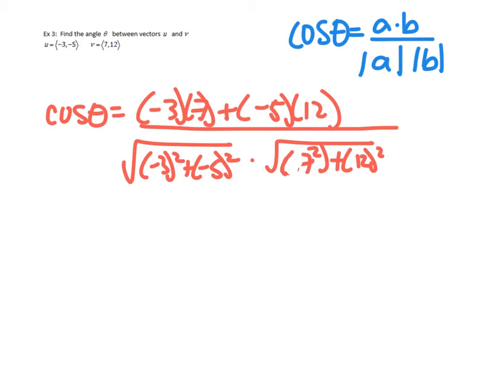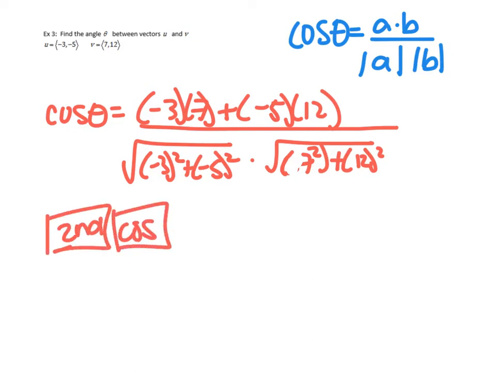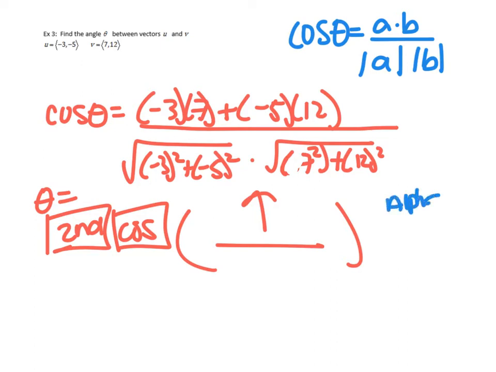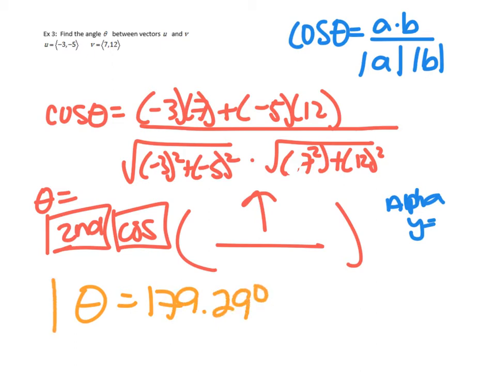Okay, so my suggestion when you put it in the calculator is do second cosine, because you need to do inverses to solve for theta. And then type that whole fraction that's up here. And remember, if you need to get the fraction bar on there, that's alpha y equals. And you can get your fraction bar on your screen. Enter, and when you do that, you should get that your theta is 179.29 degrees. A lot of this is just plug and chug into the calculator.